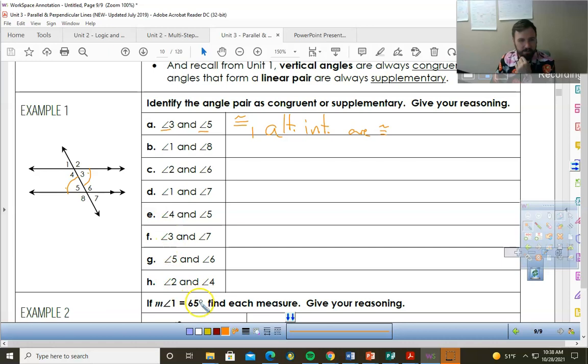Let's look at 1 and 8. Now I have a little and a big, so right away I know they're supplementary. Why though? They're on the same side of the transversal, so they're consecutive, and they're exterior. We know that consecutive exterior angles are supplementary. Lots of abbreviations, guys, sorry. Or they add to 180. That's the same thing by definition of supplementary.